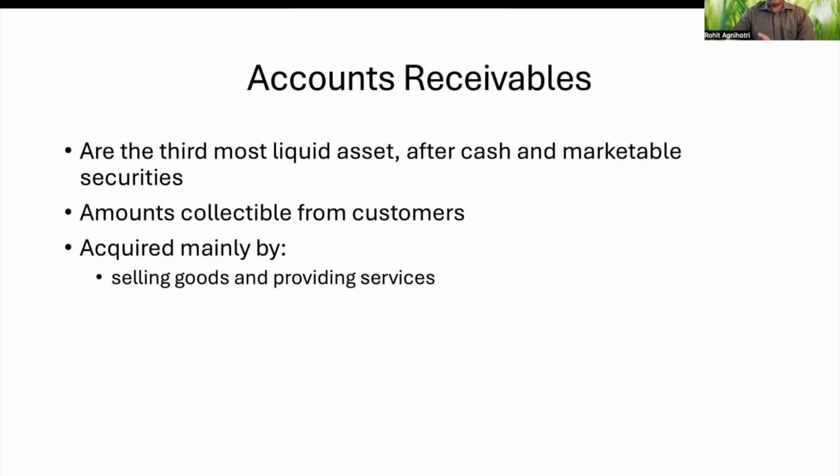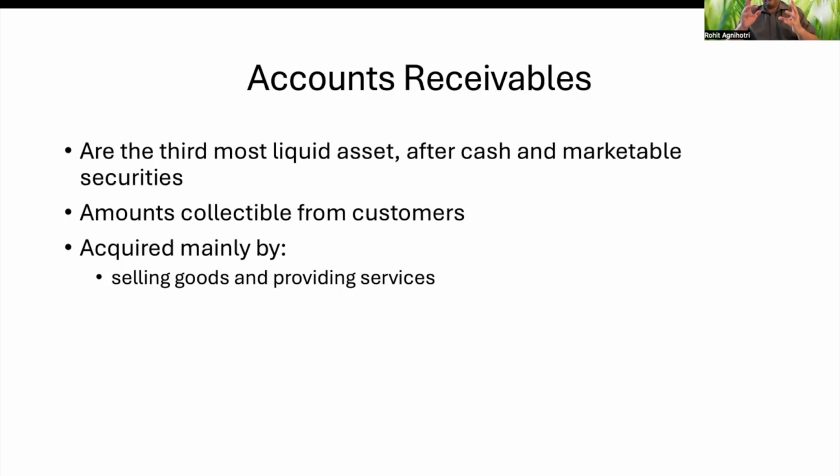Accounts receivable is the third most liquid asset, right after cash and marketable securities. You can also term marketable securities as short-term investments. They are very, very highly liquid, meaning you can buy and sell those investments in the open market in a very, very short period of time. So they can be converted into cash very quickly. And accounts receivables comes right after your marketable securities.